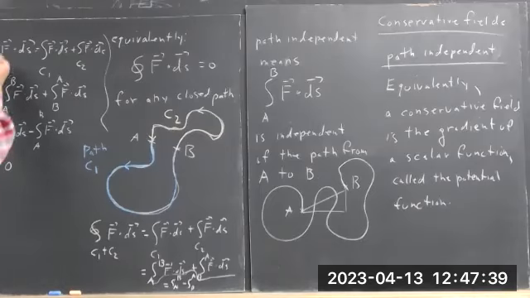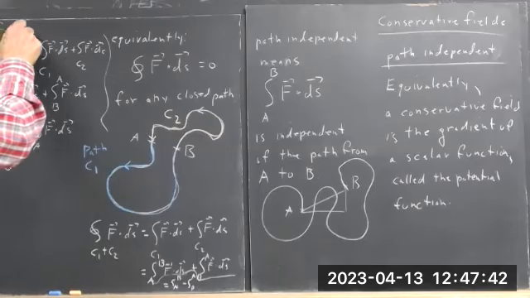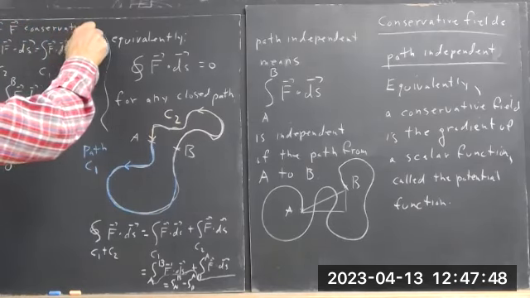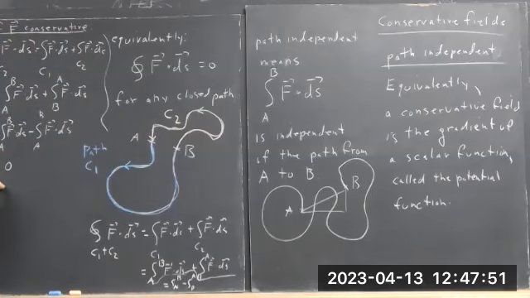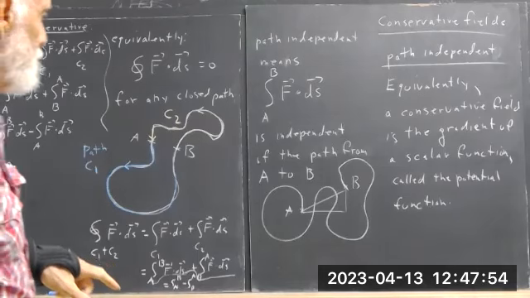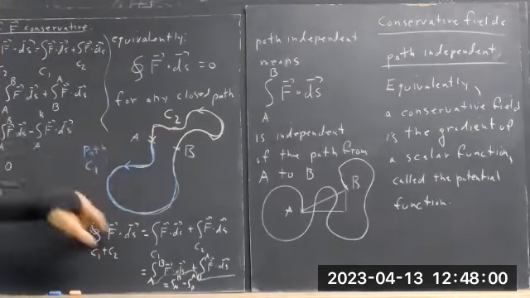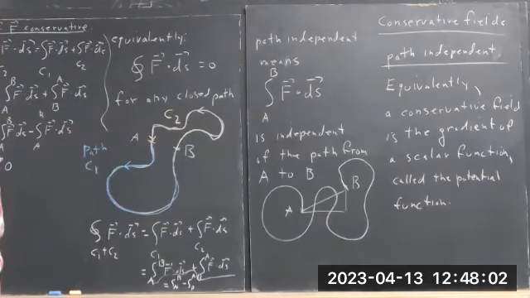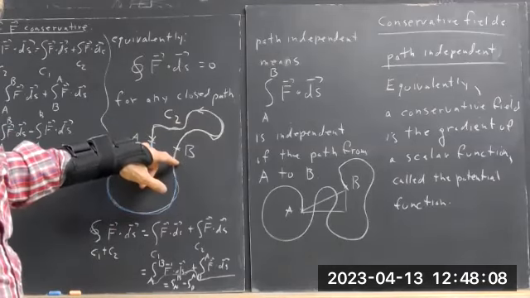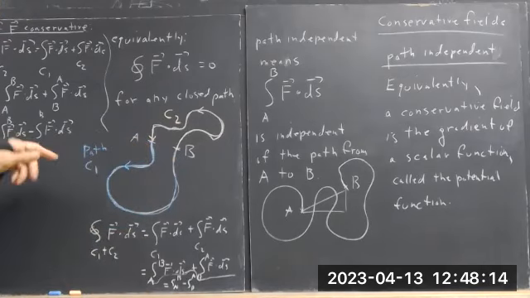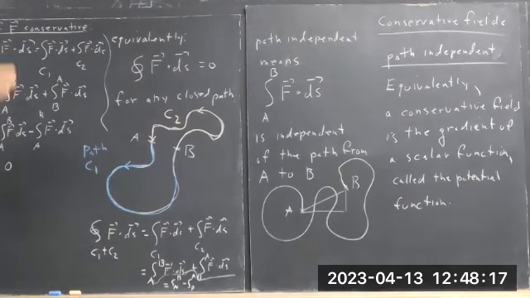So if F is conservative, then it's path independent. If it's path independent, then any closed curve can be broken into two subpaths, one of which goes from A to B, the other which goes from B to A. And if the thing is path independent, those are equal and opposite, you get zero. So you get zero over the closed curve.